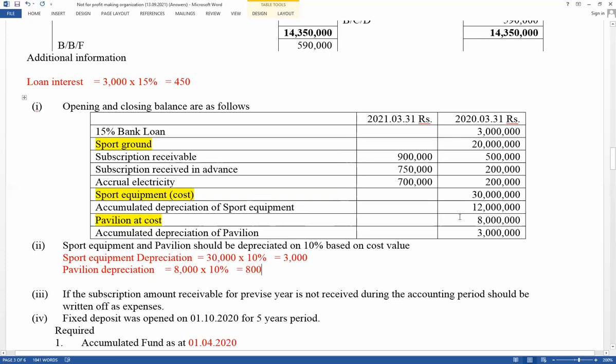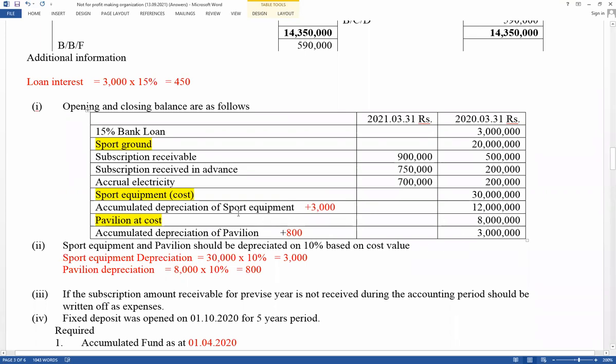Accumulated depreciation sport equipment opening balance 12,000 plus 3,000. Annual depreciation also should be added now. Therefore, the closing balance should be recorded in financial position: 12,000 opening balance plus annual depreciation. As well as the pavilion, also 800. It has given pavilion depreciation opening balance 3,000 plus 800. Opening balance equals 3,000 plus 800. Closing balance equals 3,800.